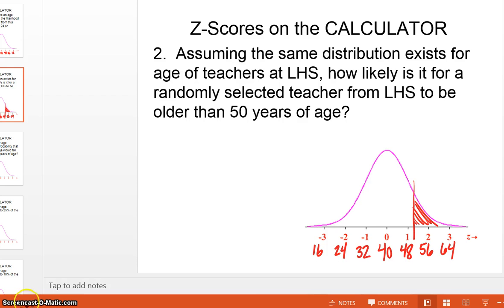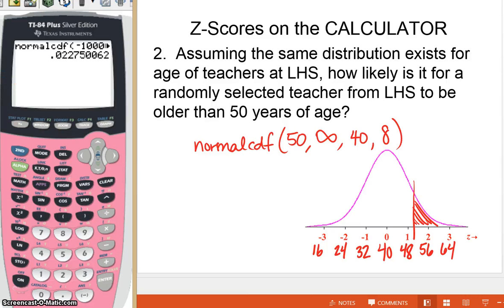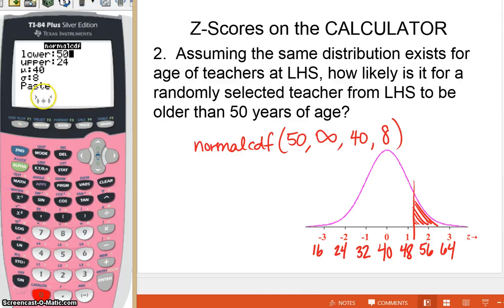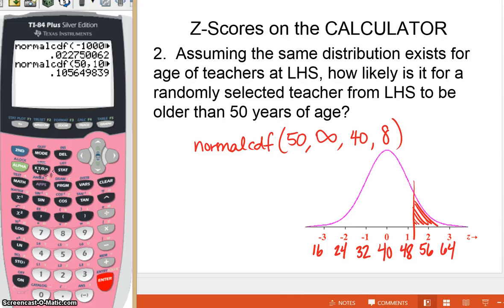So we're going to go to our graphing calculator and we're going to normal CDF, 50 to infinity, comma a mean of 40, and a standard deviation of 8. So go ahead and type that in. And you get 10.6%.